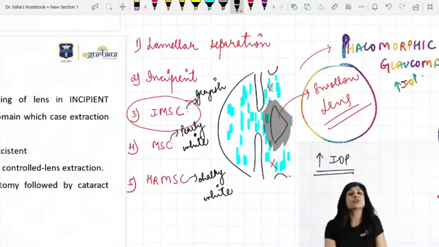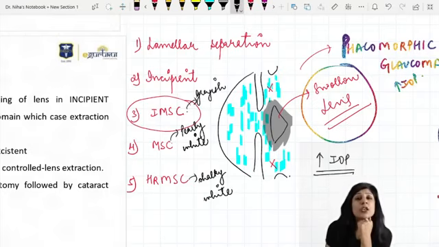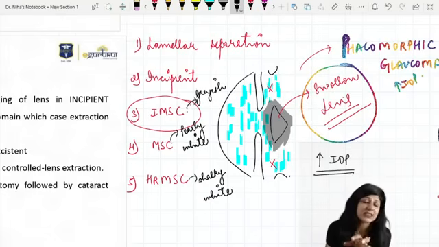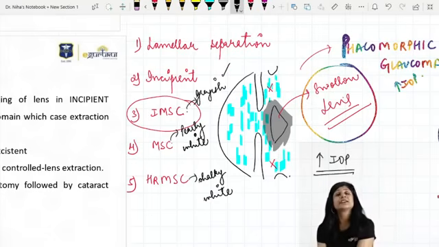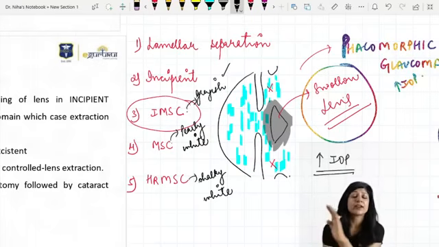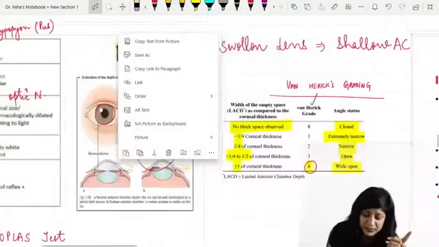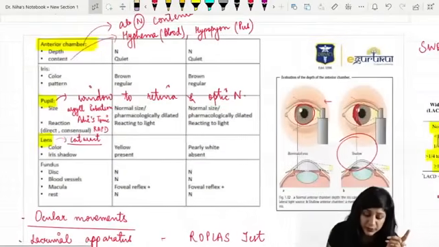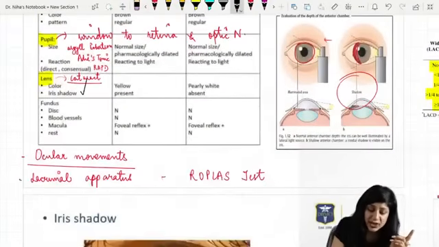So you will have to see whether or not we have iris shadow and what is the color. We will be discussing the concept of iris shadow also, and before that you also have to look for the color. That will give me insight whether this cataract is an immature cataract, or a mature cataract, or a hypermature cataract, right? And then obviously you will have to look for the iris shadow.